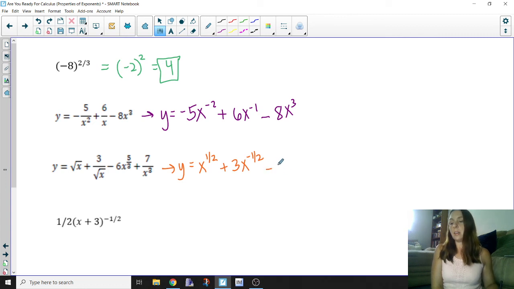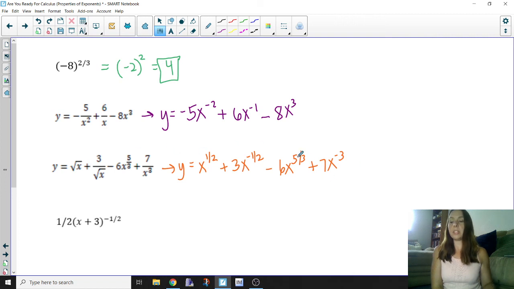The next one looks good to me. Let's leave it, 6x to the 5/3. Yeah, I like that. We want to keep that coefficient, x, power. We like that for calculus. And then finally, 7 over x cubed. How could you rewrite that one? Can you figure it out before I write it? That would be plus 7x to the negative 3rd power.